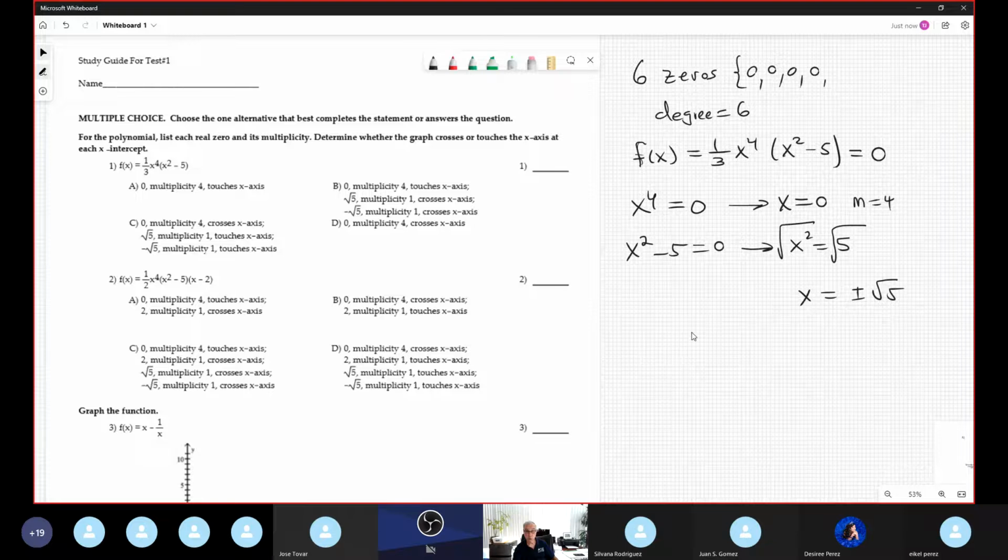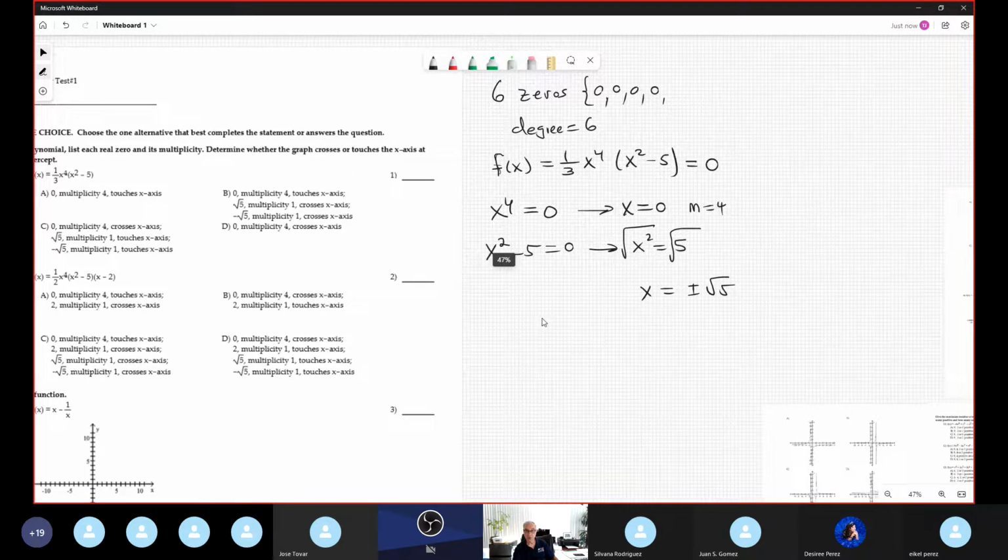Actually, we have two more. That is x equals radical 5, sorry, and negative radical 5. By the way, the multiplicity of this one is 1. So in total, we have radical 5 and negative radical 5. The order is not important. So the zeros of this polynomial are 0 and positive radical 5 and negative radical 5. In total, we have 1, 2, 3, 4, 5, and 6, exactly the same as the degree.